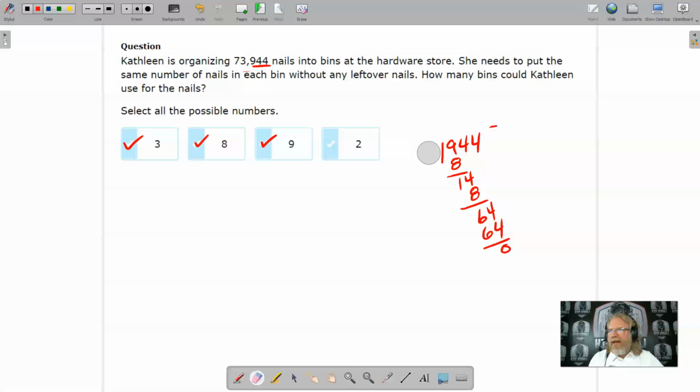And then finally, the last one should be pretty easy. And it is easy because the rule for 2, the last number has to be an even number. 4 is an even number, so 2 works as well. So in this case, all of them worked.